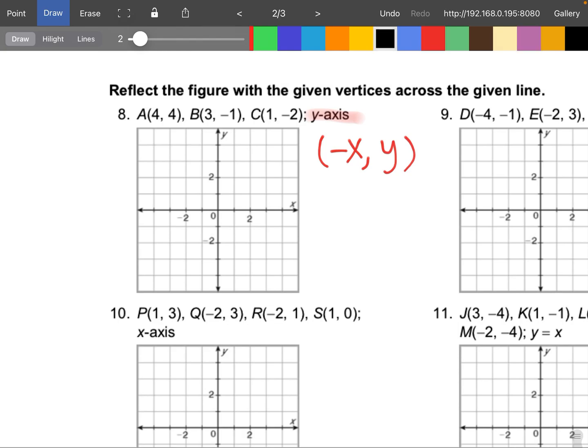So first I'm just going to graph ABC. So A is 4, 4. B is 3, negative 1. C is 1, negative 2.